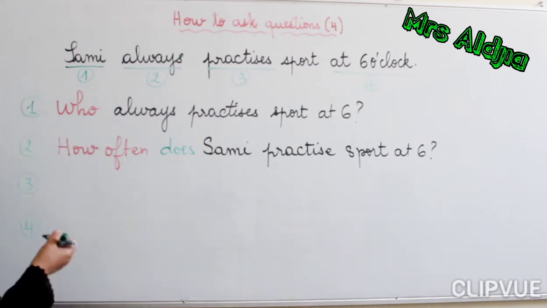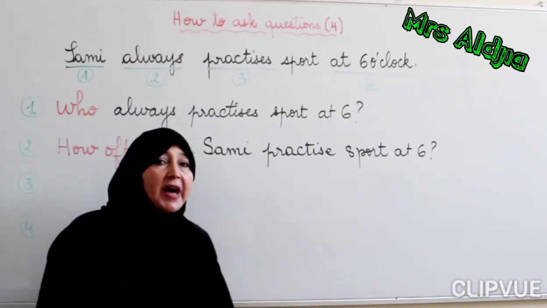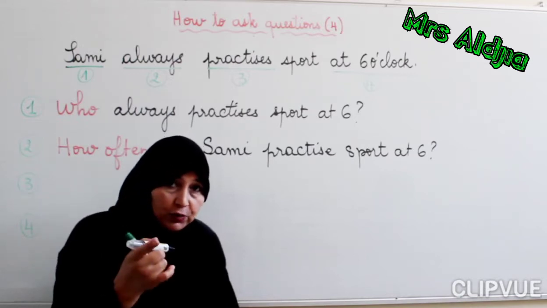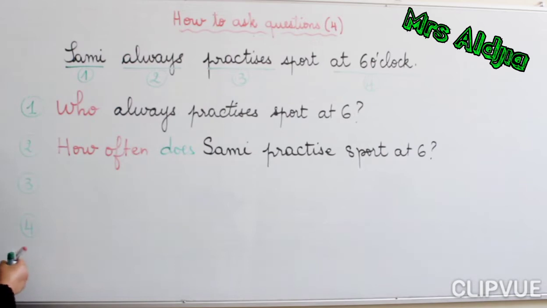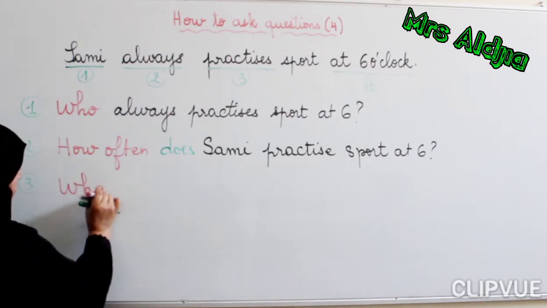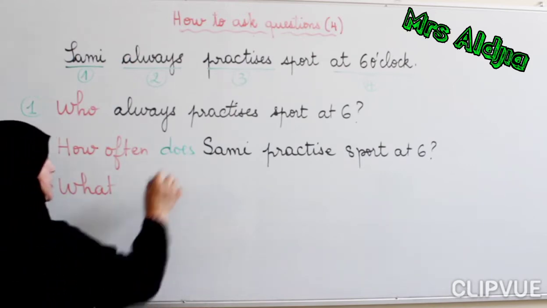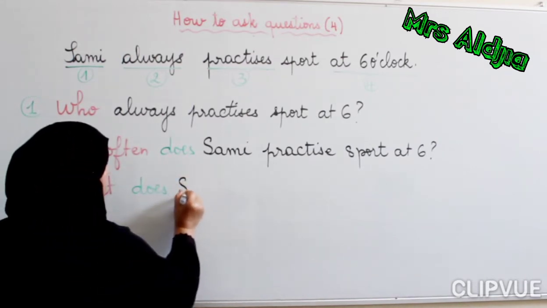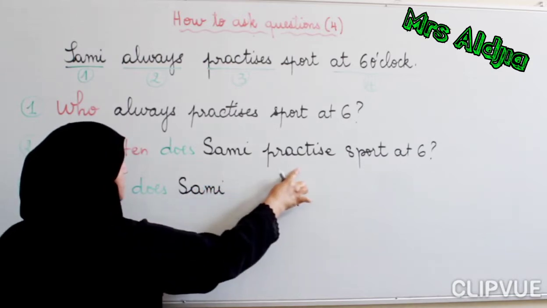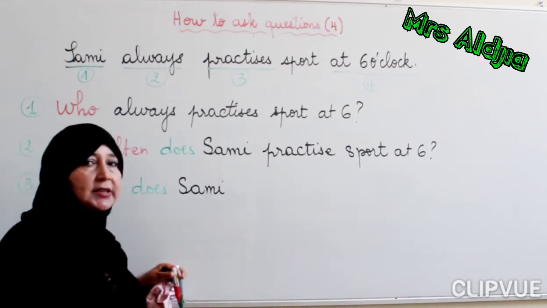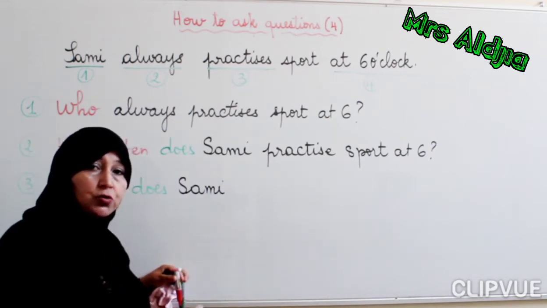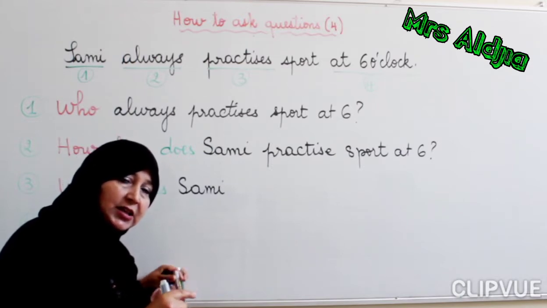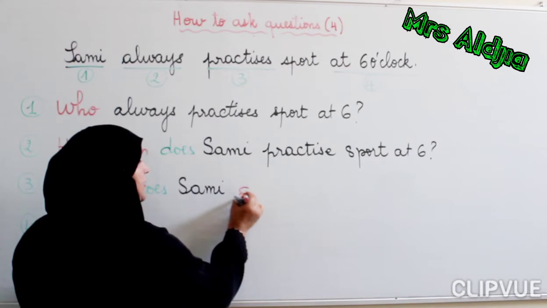Let's move to number 3. Do you remember? We said that the action is unknown. We don't know the action. We are going to ask about it. So, what's the question word? You know it? Let's write. It's what. Okay, so very easy. Now we have the auxiliary, don't forget. Then we have Sammy, the subject. Then we have practice. We don't know the action. What's the activity? We don't know it. We are asking about it. So what's the verb here? We have to write the verb in the infinitive form. Remember, I'm going to write it in red.